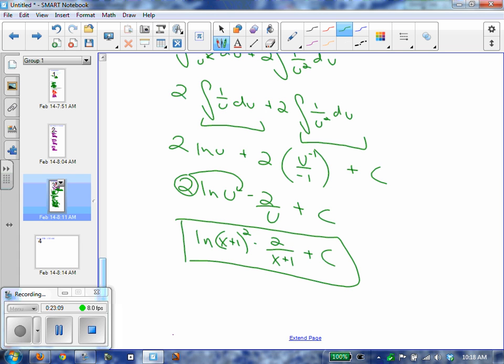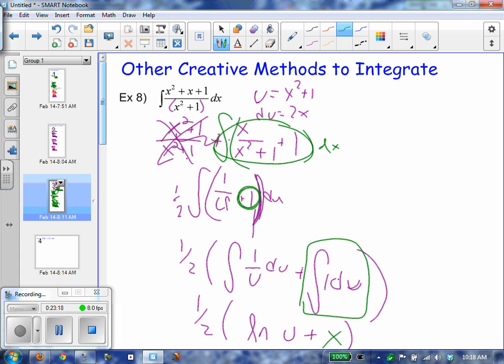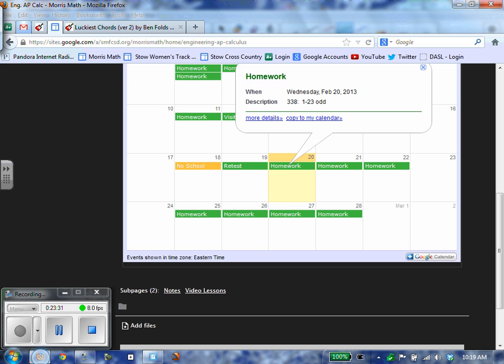Alright, so you might have to be a little creative with some of them. Don't be afraid to long divide, especially if the higher power is in the top, you almost have to long divide at that point. So don't be afraid to go that route. I don't know if that's right or not. I guess it was. So page 338, 1 through 23.